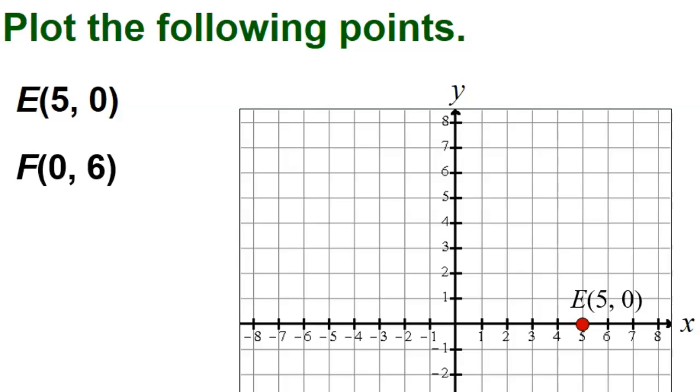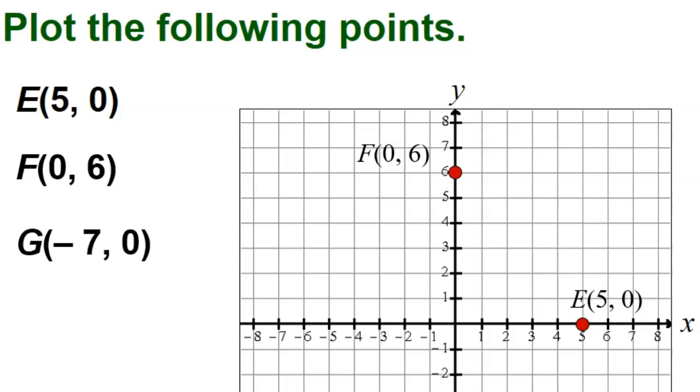How about that point? 0, 6. Remember, the first number is movement along the x-axis. So you begin at the origin. How far do we move along the x-axis? 0, that's no movement, right? And then how far do we move up the y-axis? 6 units. Good? 0, 6.